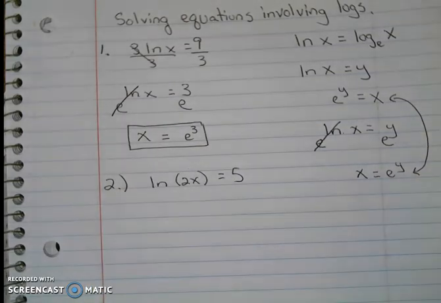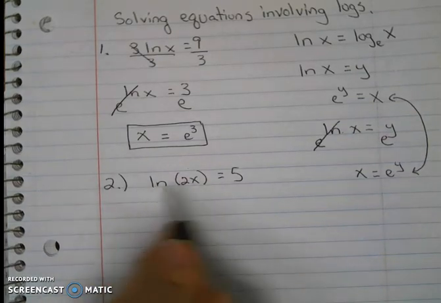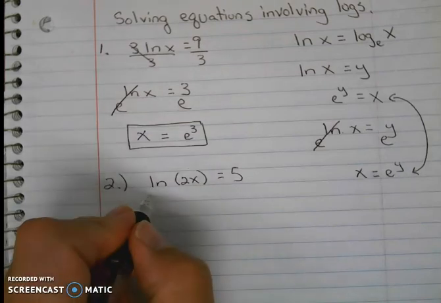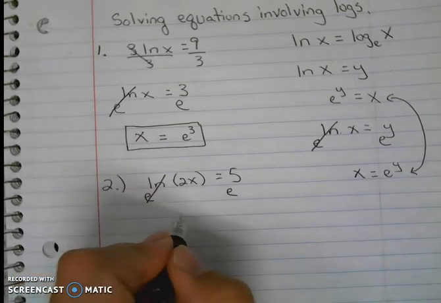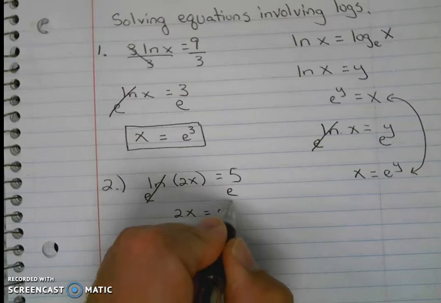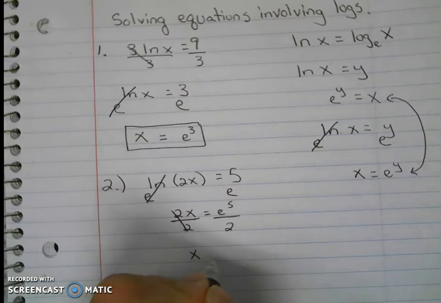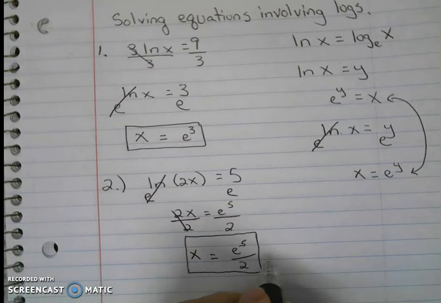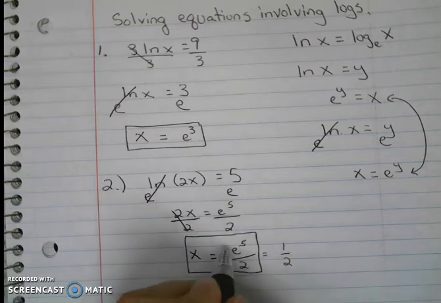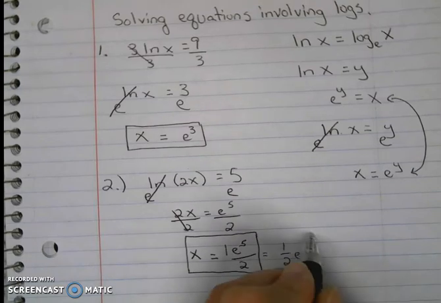Okay, example 2. This problem is very similar to the previous problem. We've isolated the natural log on the left. So all we need to do is cancel out that natural log. So we end up with 2x equals e to the 5th. Divide both sides by 2. And there is our answer. Or you could write that as 1/2, because there's a 1 in front of here, 1/2 e to the 5th. Same thing.